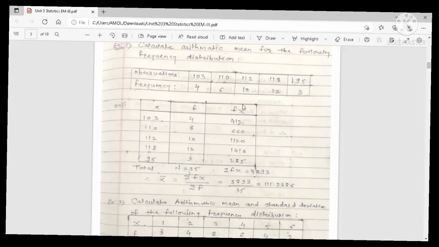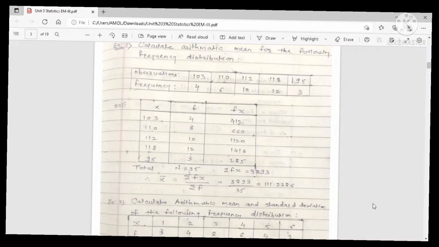Summation fx means the addition of all the values in this last column, fx. It is equal to 3893. Now the formula to find the arithmetic mean, x bar, is equal to summation fx upon summation f. Summation fx is 3893 upon summation f, means capital N, which is 35. You do this calculation, 3893 upon 35. It is equal to 111.2286. So this is the arithmetic mean for the given data.